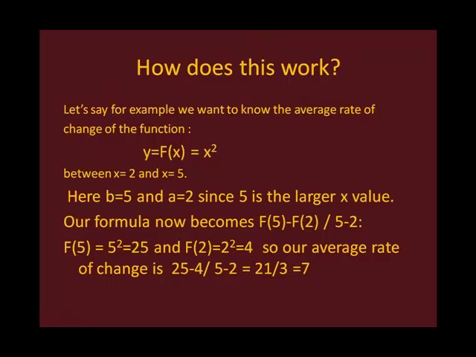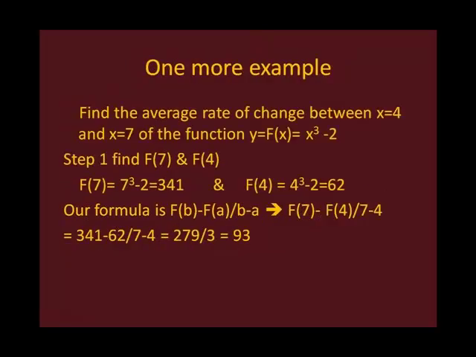Let's look at another example to make sure we have this down. If we want to find the average rate of change between x equals 4 and x equals 7 of the function y equals x cubed minus 2, we want to do the same steps we did before. Step 1, we can calculate f of 7 and f of 4 because that's what we're going to have to use in our formula. f of 7 means take the x value of 7, plug it into your function, which gives us 7 cubed minus 2, which is 341. f of 4 means take 4, plug it into your function of x cubed minus 2, which gives us 4 cubed minus 2, which is 62.